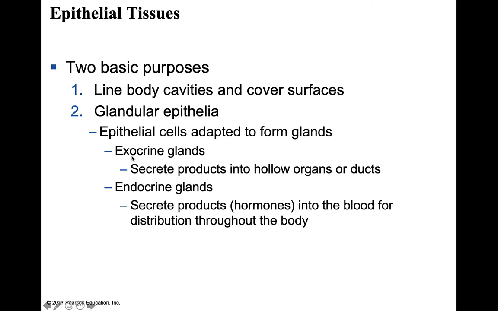Then we have various glands in the body that are made up of epithelial tissue also. And there are 2 types of glands in general. We have exocrine glands, and those secrete products into a hollow organ or duct. Then we have endocrine glands, and they are secreting hormones, and those hormones are released into the blood, and they're widely distributed throughout the body. Adrenaline or epinephrine is a really good example of a hormone. If we look at an exocrine secretion, a really good example is going to be sweat, oil, those types of things.